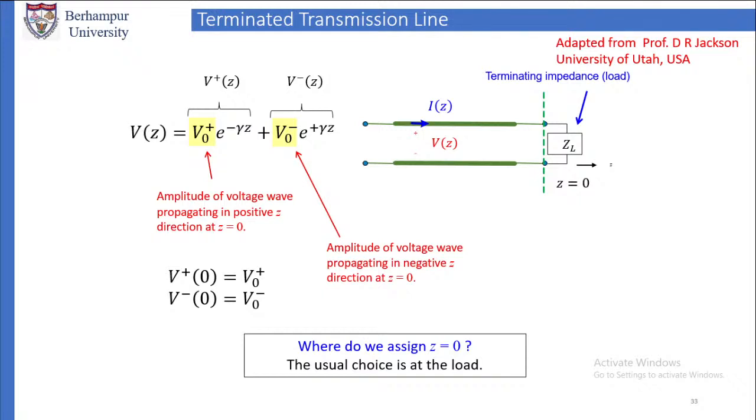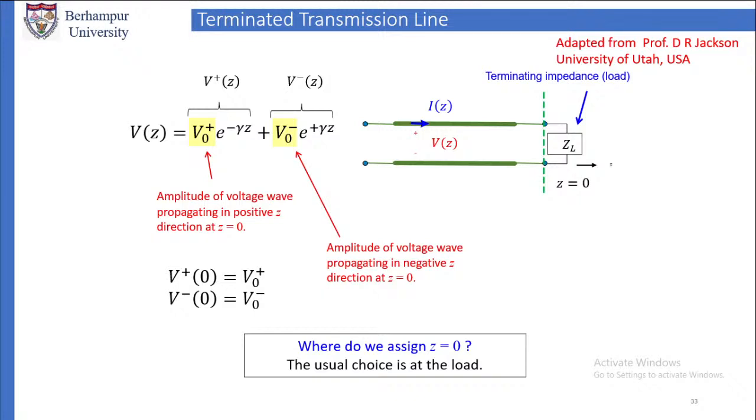Now let us come to another important part, which is the termination of the transmission line. Let us terminate the transmission line, which means at the end of the transmission line, we will put some resistance or capacitance or any combination, or some electrical element. So that is the termination. At the end of the transmission line, there should be some element. So we will consider the termination of the transmission line.